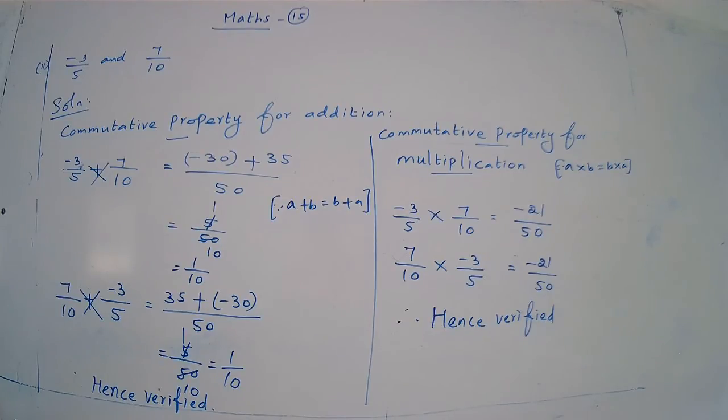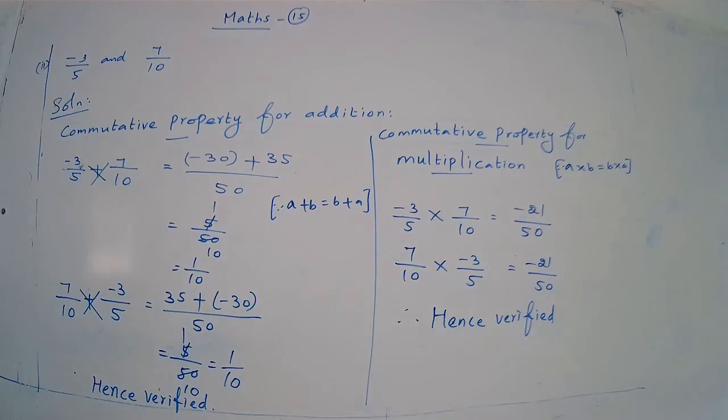Now you change the order. That means 5 plus -7. What is the answer? In addition, if the integers have opposite signs, one is positive, one is negative, find the difference and put the greater value's sign. So 7 minus 5 is equal to 2. Your greater number's sign is minus. So here the answer is the same. Both are the same. Yes, children. So hence verified. The commutative property is true for addition. Now second, commutative property for multiplication.